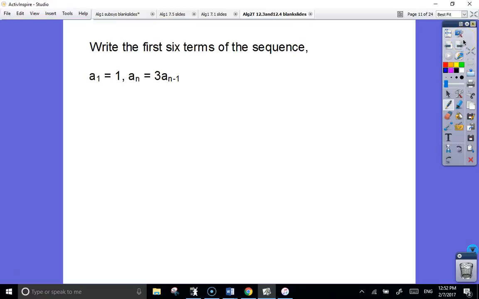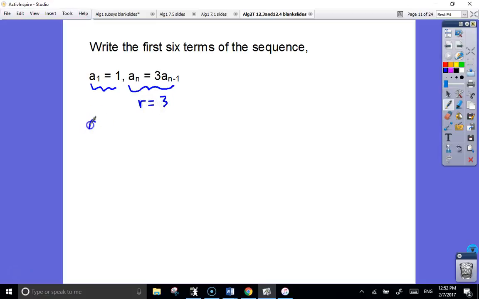So write the first 6 terms of the sequence. Of course they have to give you the one term to start with, and then when you look at this formula there, what does the 3 represent? It's the r, right? Remember, it's the term before times the common ratio. So by writing that 3 there, we know r is 3.